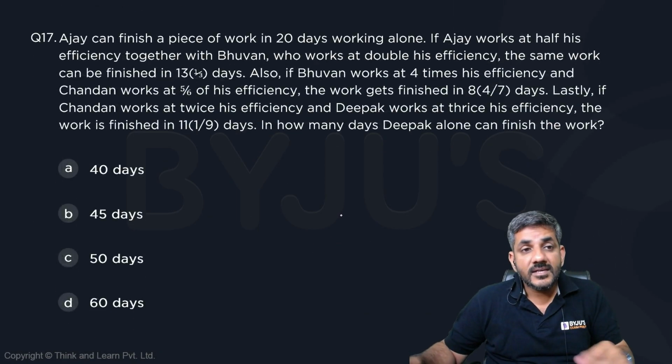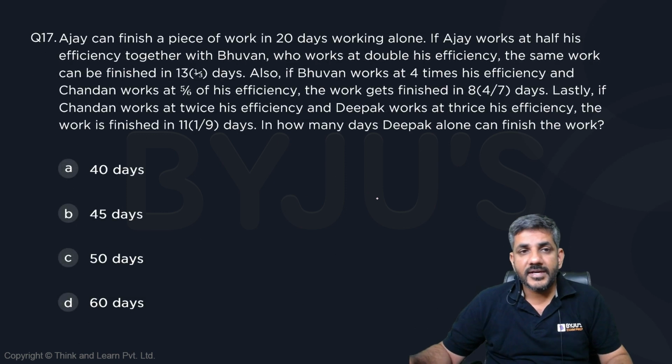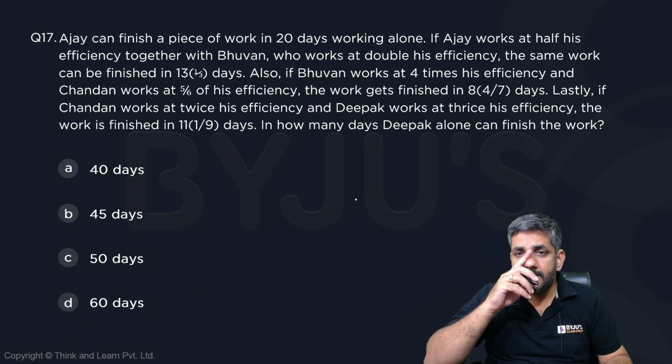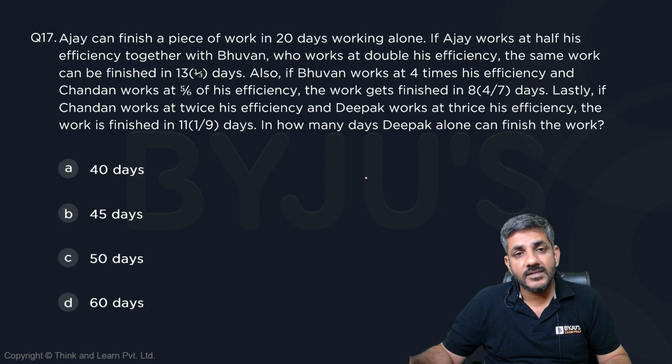Here is another question now, which is again a little lengthy. As we can see, Ajay can finish a piece of work in 20 days working alone. If Ajay works at half his efficiency together with Bhuvan, who works at double his efficiency, the same work can be finished in these days.